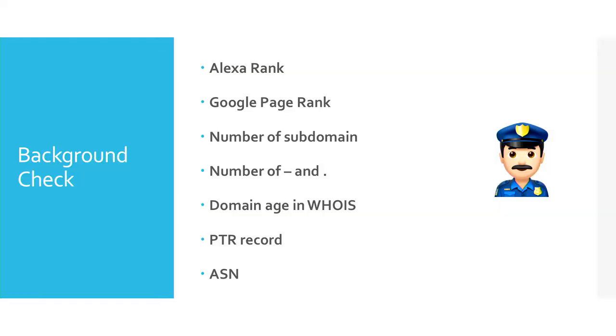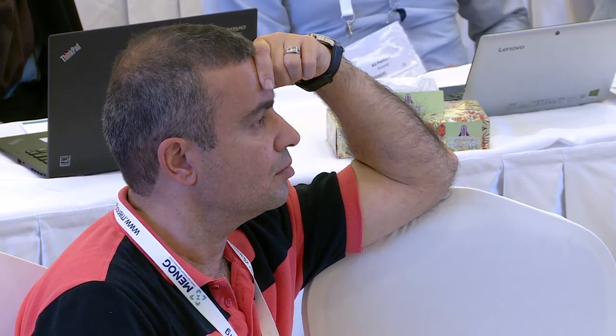Experimentally, I took some domains from the general blacklist and some domains from the trusted Alexa top 1000 list. I looked at them. I separated some data, for example, Alexa rank, Google PageRank, number of subdomains, number of dashes in their names, domain age in WHOIS, whether they had a PTR record or not, and the reputation of the AS number. I looked at all of these to see how it would be possible to protect important services, where we have credit card information and other data, since many people are faced with phishing attacks in those domains.